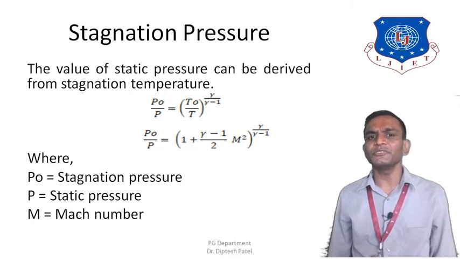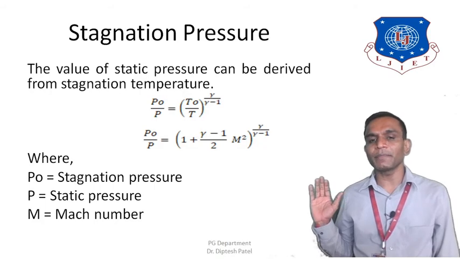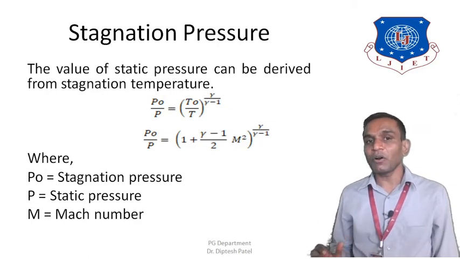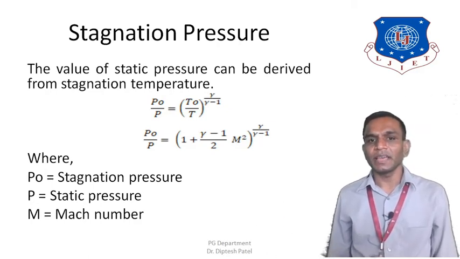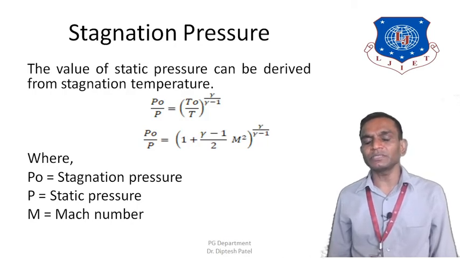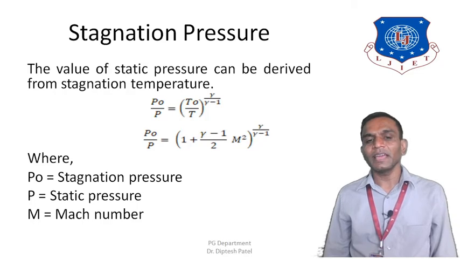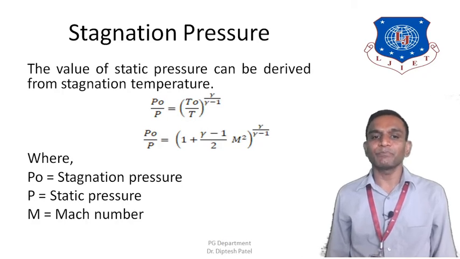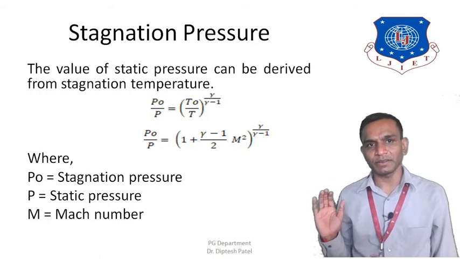The same equation can be used over here, and we know that P0 divided by P is equal to (T0 divided by T) raised to gamma upon gamma minus 1. Now T0 divided by T, the ratio of stagnation temperature to static temperature, has already been derived. So let's put in the value of T0 to T over here, and we get P0 divided by P, the ratio of stagnation pressure to static pressure, is equal to (1 plus (gamma minus 1) divided by 2 M square) raised to gamma upon gamma minus 1, where P0 is the stagnation pressure, P is the static pressure, and M is the Mach number.